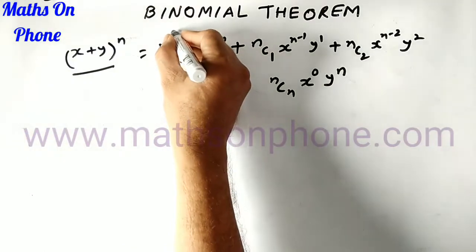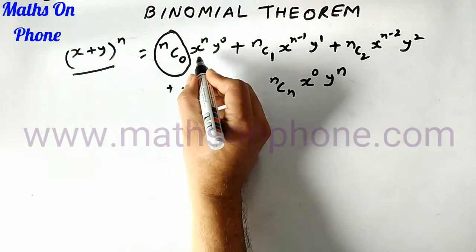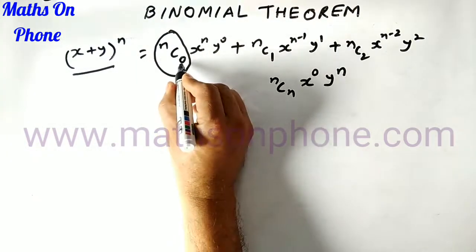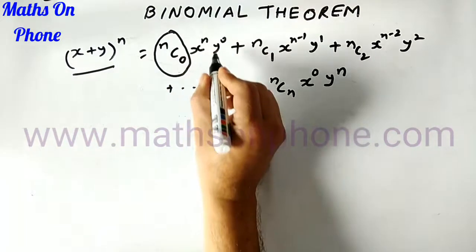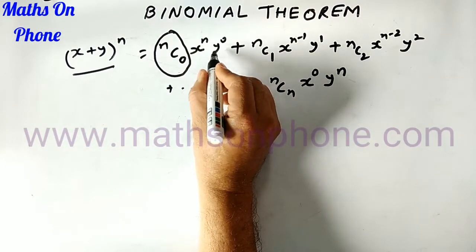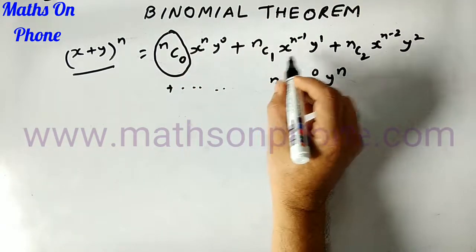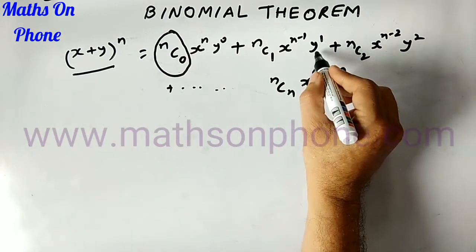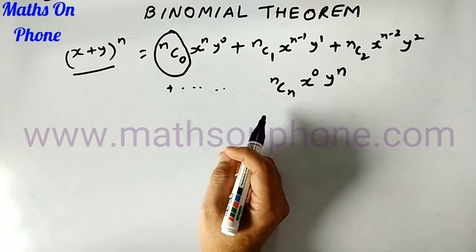See here, it is starting from nC0. Power of the first term is difference of n and 0, that is n, and power of the second term y is 0 here. If it is nC1, power of x will be difference of that, n minus 1, and power of y will be 1, like that. What pattern you are observing here?